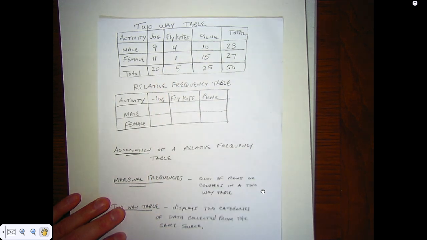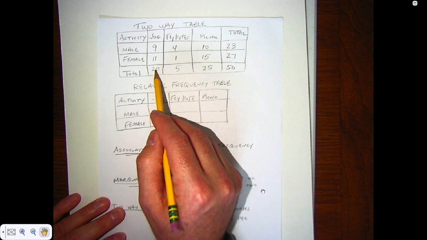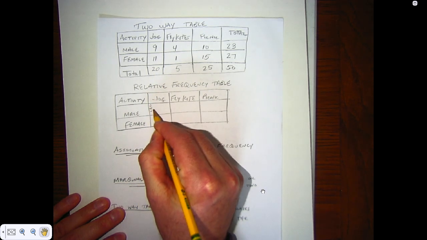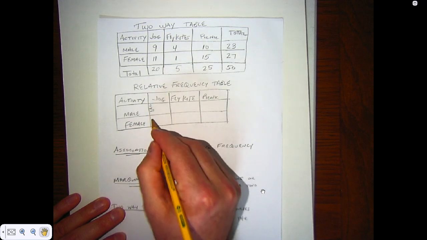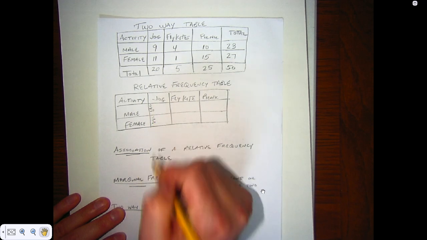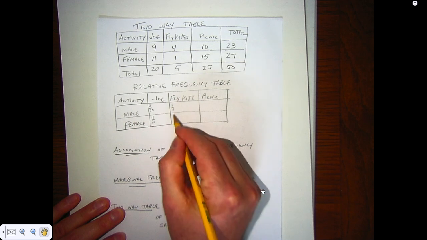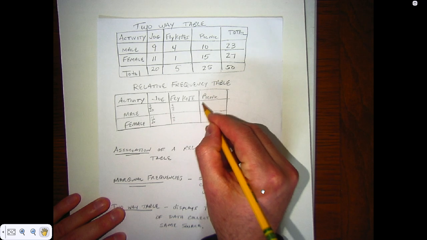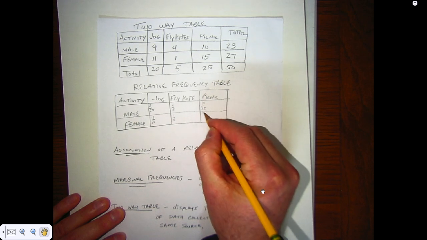To do a relative frequency table, you take this column and you're going to divide 9 male out of 20 joggers. On the calculator, you can turn this into a percent, but right now I'm just going to write them as fractions. So 9 out of 20 for male, and 11 out of the 20 females were jogging. For a kite, it was 4 out of 5 and 1 out of 5. And on the picnic, we had 10 out of 25, and we had 15 out of 25.